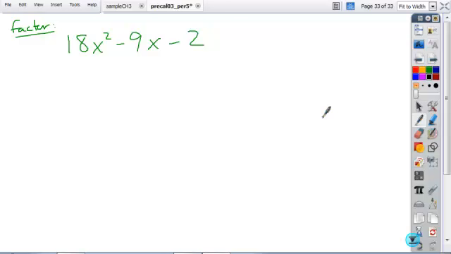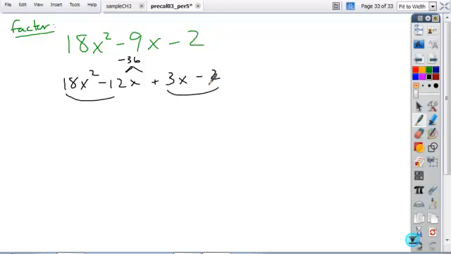All right, so let's look at this process again really quickly. So leading coefficient times constant. What's 18 times -2? Are there 2 factors of -36 whose sum is a -9? So a -12 and a +3. If we rewrite our middle term as the sum of those, so -12x plus 3x is still -9x. Drop our first and last terms straight down and factor by grouping.